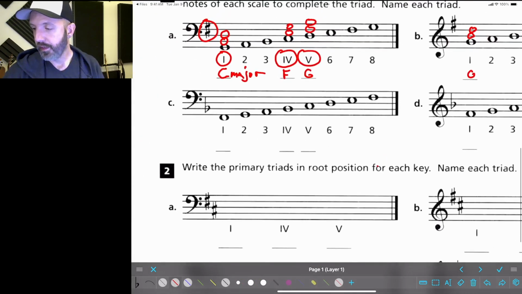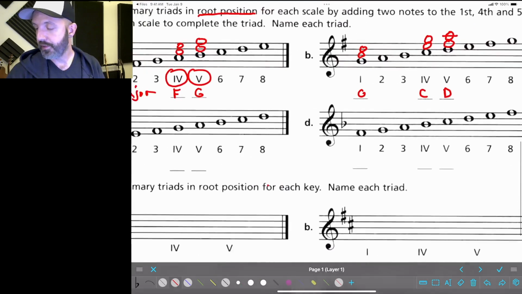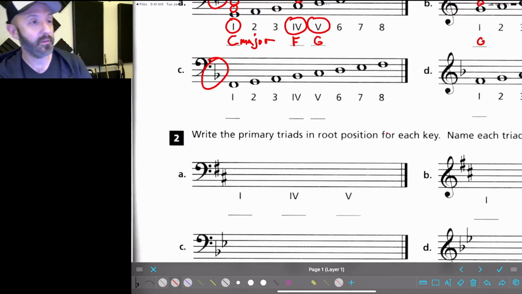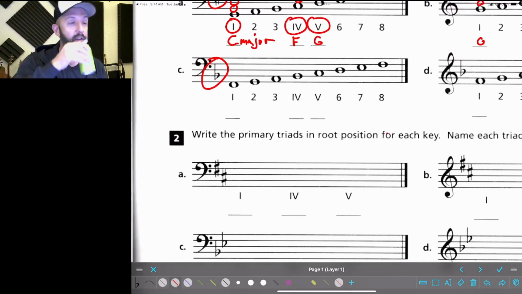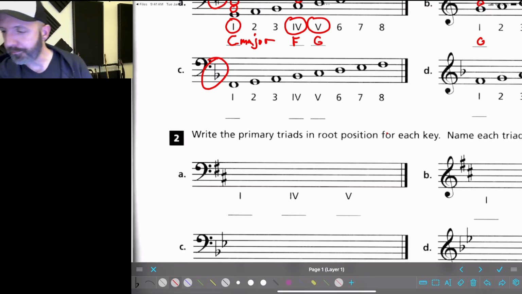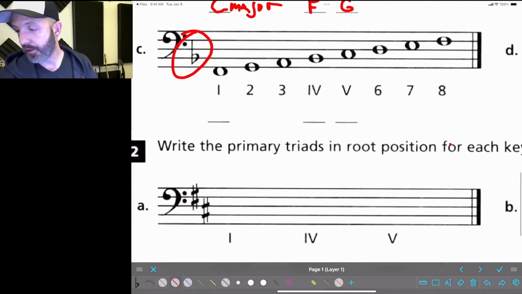Okey dokey. So same deal. That was G major. This one is, I'll give you a second. I'm going to take a sip from my Kirkland Signature. All right. If you guessed F, you are correct.